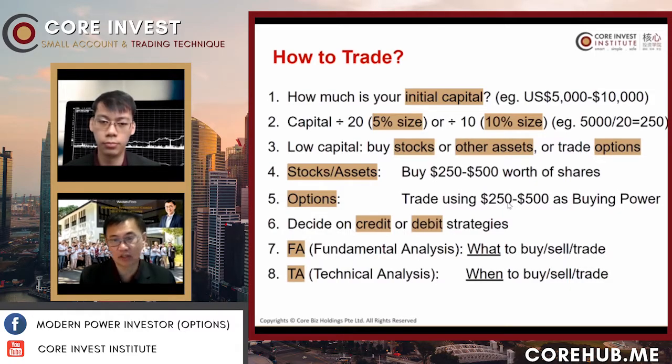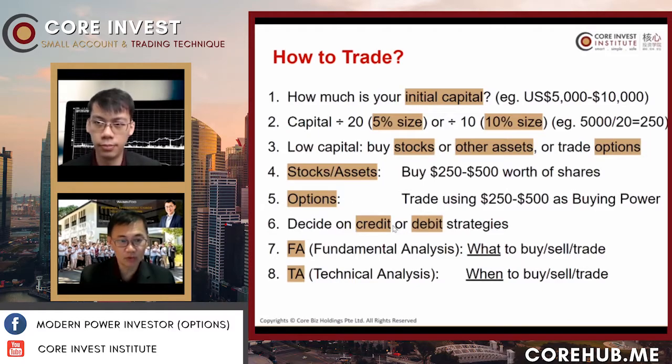And with a $5,000 account, you can actually do about 8 to 10 trades in a month. And that is sufficient for you to generate good income from that. Also, to ensure that you are trading right, you've got to decide for options whether you want to do a credit strategy or a debit strategy. Credit simply means you collect a premium or money at the beginning of your trade, while debit means you pay in advance, just like your stock. And we'll talk a little bit more about it later on.